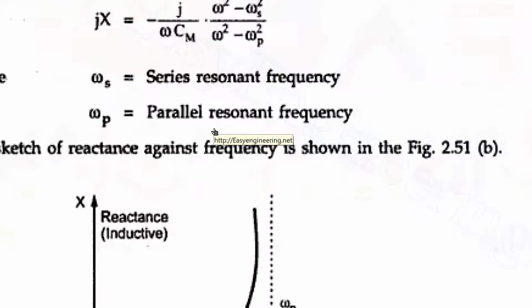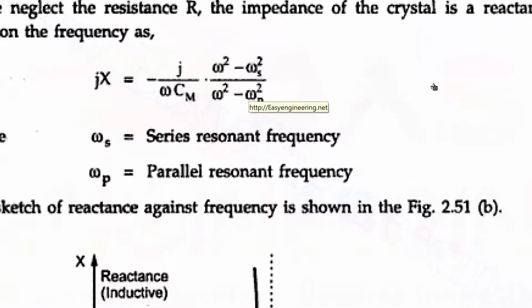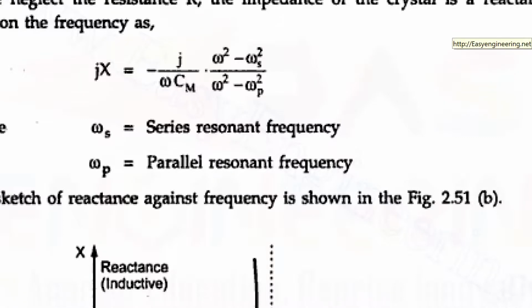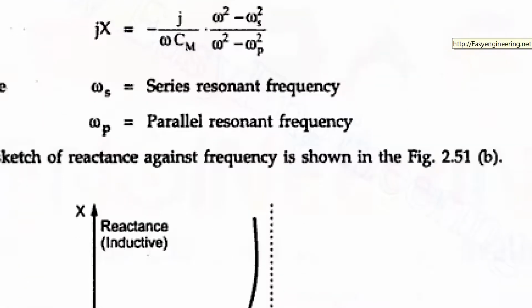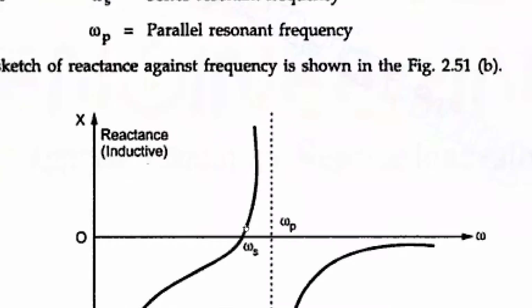Next, when omega is equal to omega p, what will happen? X will become infinity. Very good. When omega becomes omega p, x will approach infinity. When it comes close to omega p, the x will approach infinity.